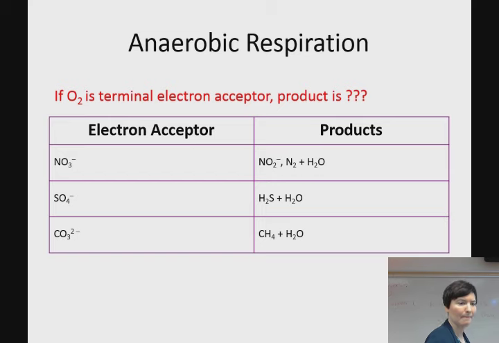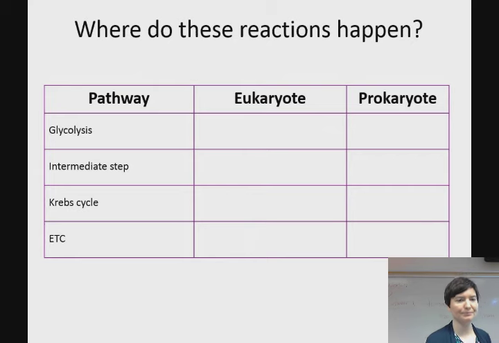So let's just go back to this idea. Here are some options for if your terminal electron acceptor in respiration is not oxygen. We've talked about what those things can be. But if we do use oxygen as the terminal electron acceptor, which would make this aerobic respiration, then what is our product? When we use oxygen as the terminal electron acceptor and we throw some electrons onto it, then what does it do next? It turns into water, right? It grabs some nearby protons and it turns into water.